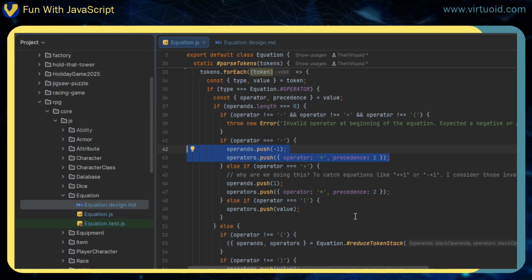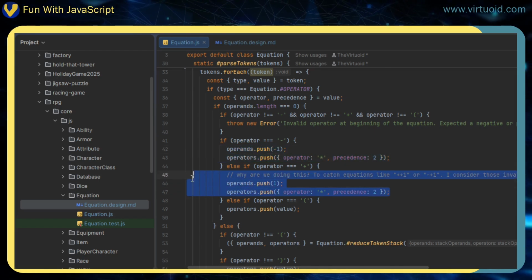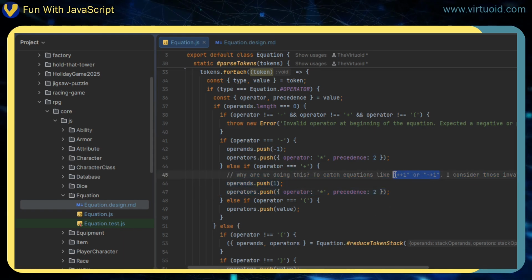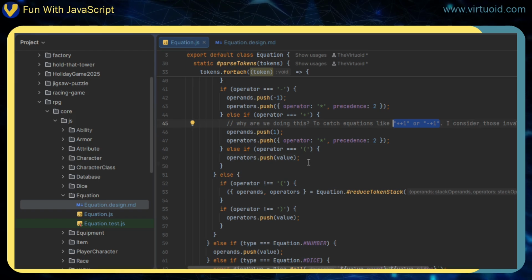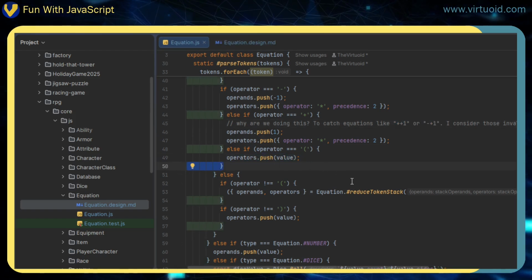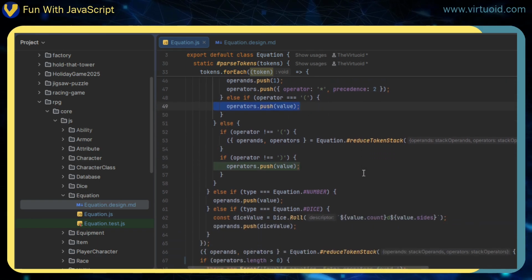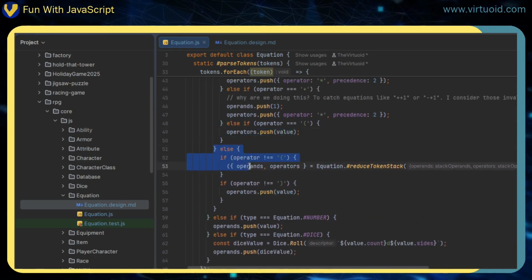We're going to push -1 and an operator of multiplication. Same thing that we're going to do here for the plus sign. We do that on purpose to keep people from doing stupid things like that. And if it's just an open parenthesis, then we just do this. Else, we do have operands on there.